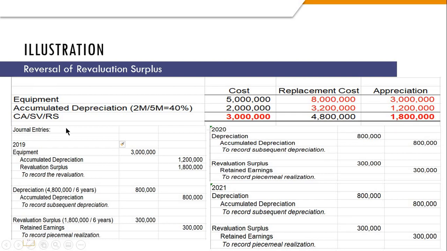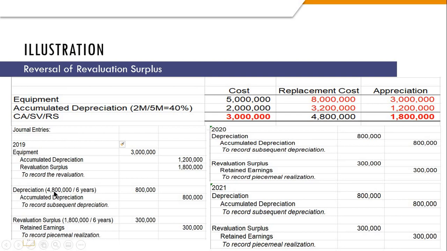In 2019, ito yung journal entries. Debit equipment for 3 million, 1.2 million credit accumulated depreciation, and the revaluation surplus for 1.8 million. Now, the depreciation for 2019 is dahil 40% na yung age ng asset, so that's 10 years times 40%, that's 4 years. So 10 years minus 4 years, may 6 years life na lang yung asset.